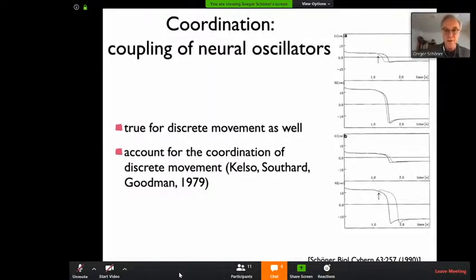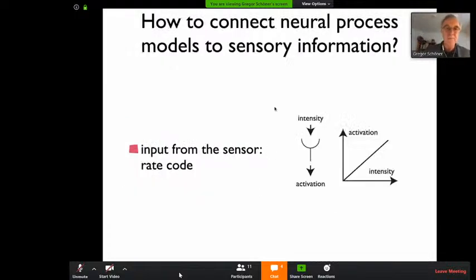I can skip this. This again, it doesn't really assume that movement has to be rhythmic. In discrete movement, discrete events, you can have coordination in the same style. Okay, that's all I want to say about timing. I didn't want to elaborate too much on timing.